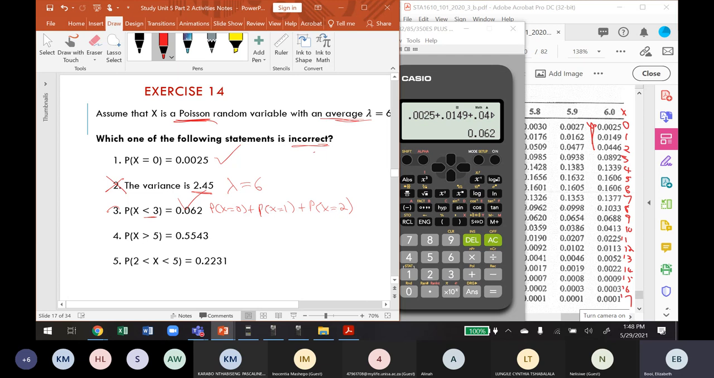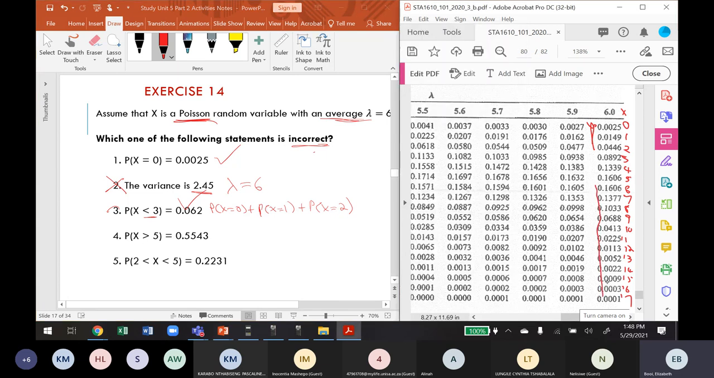For greater than 5, it means you need to start from here and add all of them, or you can say it is 1 minus the probability that X is less than or equal to 5. Therefore, you just add all of them up and subtract them from 1, of which I'm going to assume that is correct if you do that, because we already have our incorrect answer.